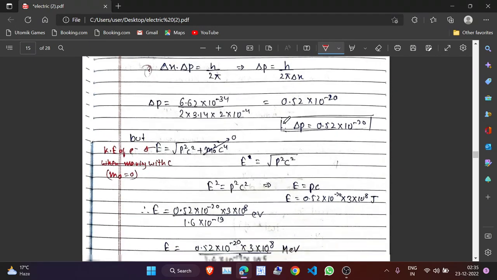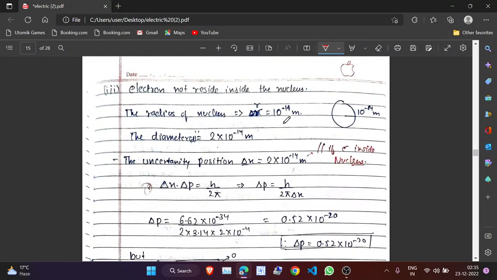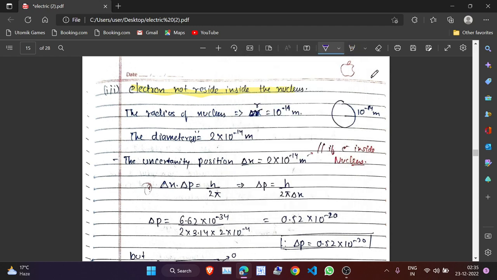The third and the last application of Heisenberg uncertainty principle is whether the electron resides inside a nucleus. It is quite interesting, but it derives that an electron is always inside a nucleus. Okay, how can we say that an electron is always inside a nucleus?